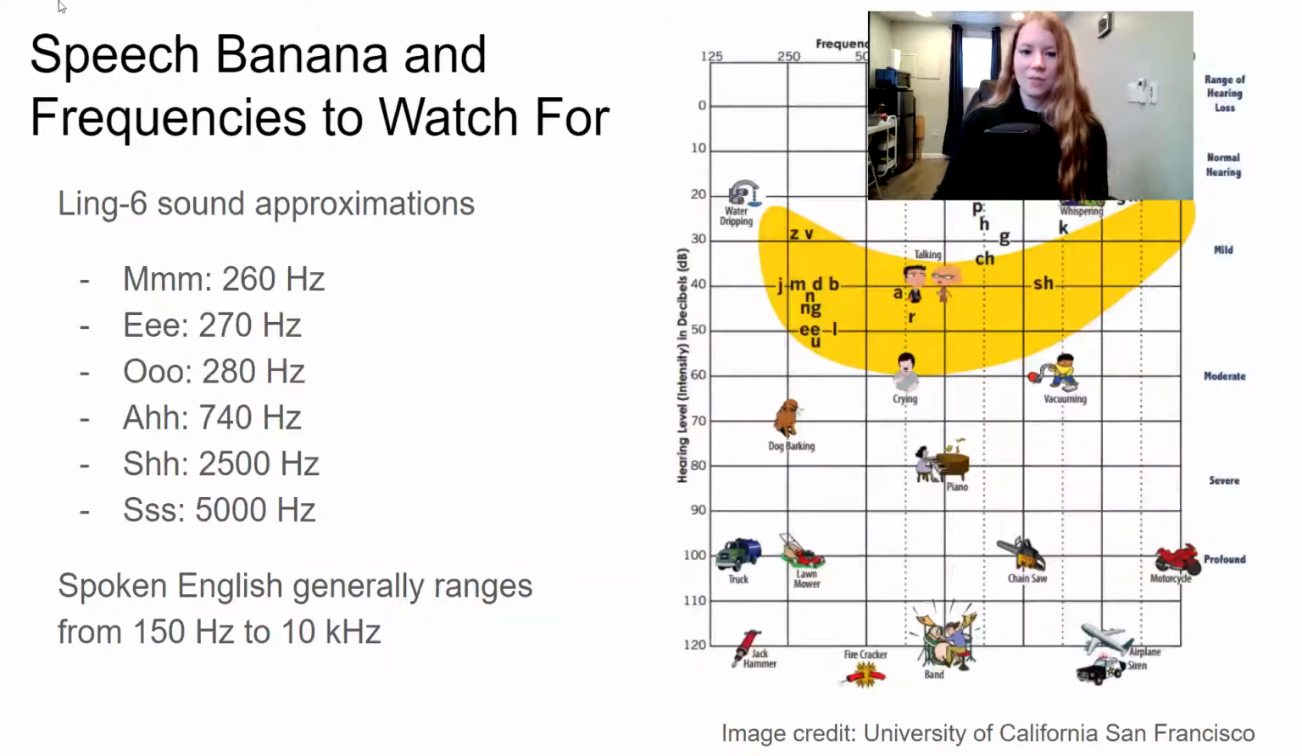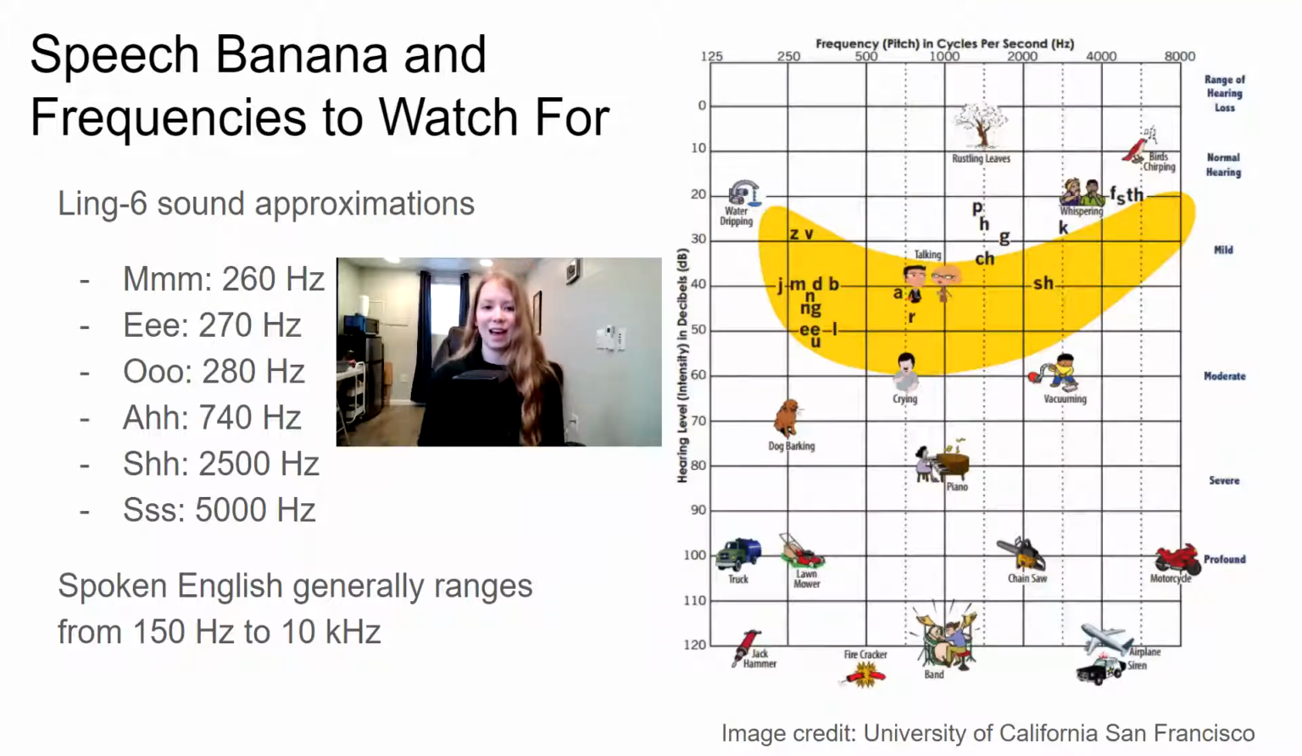So I would like to give a little bit of an introduction to content of speech and speech frequencies that way. There's something called the speech banana, which includes the majority of the sounds in the English language. You can see it over on the right. I referenced this picture from the University of California at San Francisco. Another thing to keep in mind is the Ling 6 sounds, which are oo, ah, ee, sh, s, and m.